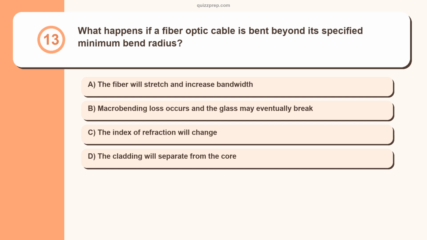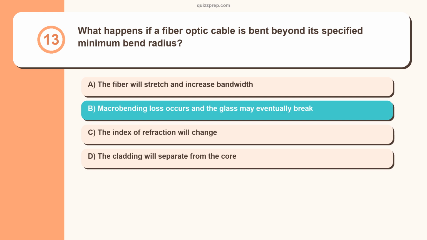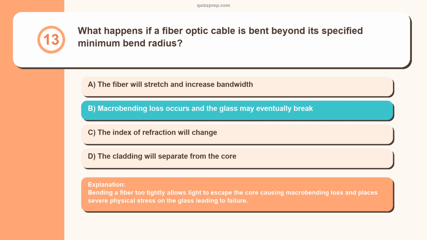Question 13. What happens if a fiber optic cable is bent beyond its specified minimum bend radius? The fiber will stretch and increase bandwidth. Macro bending loss occurs and the glass may eventually break. The index of refraction will change. The cladding will separate from the core. Bending a fiber too tightly allows light to escape the core, causing macro bending loss and places severe physical stress on the glass, leading to failure.